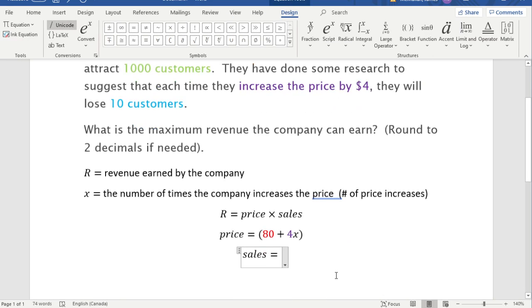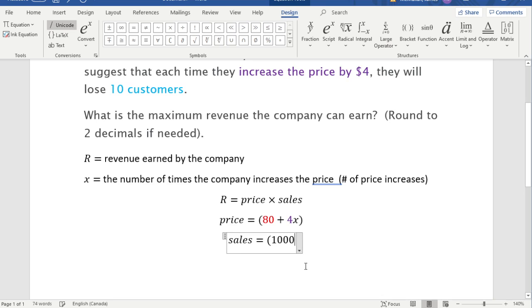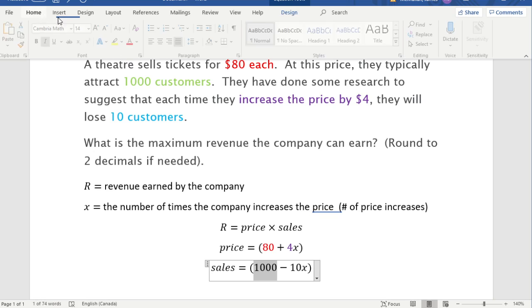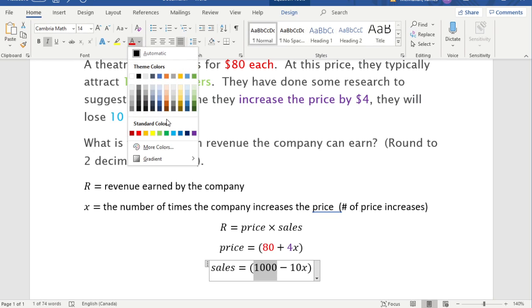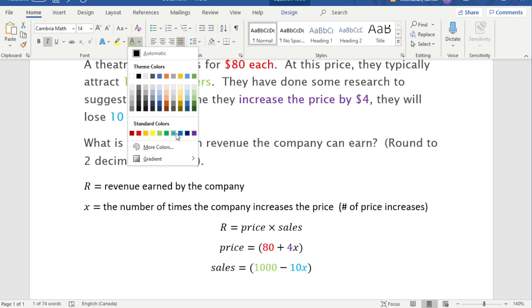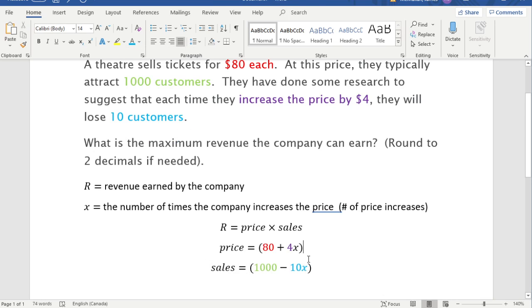As far as the sales is concerned, the company already has 1,000 sales, but they're going to lose, hence the negative, 10 customers every time they change the price. So to represent that information, we have 1,000, which does not have an X on it because that's a constant. But then we have a 10x here that is going down every time because they lose 10 customers every time they change the price.